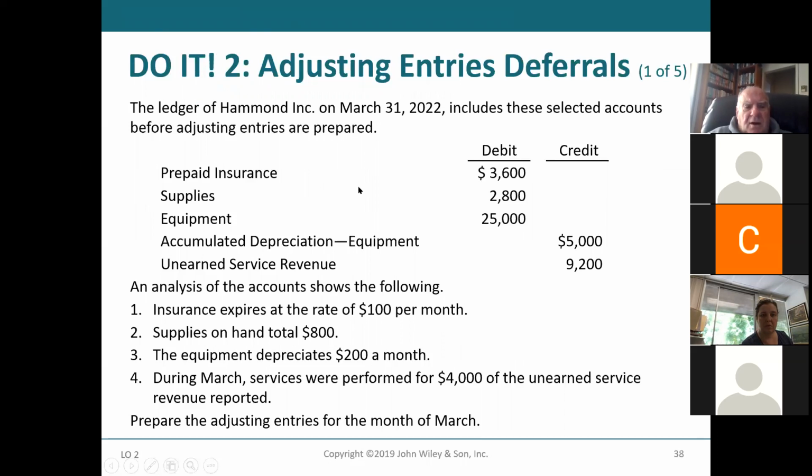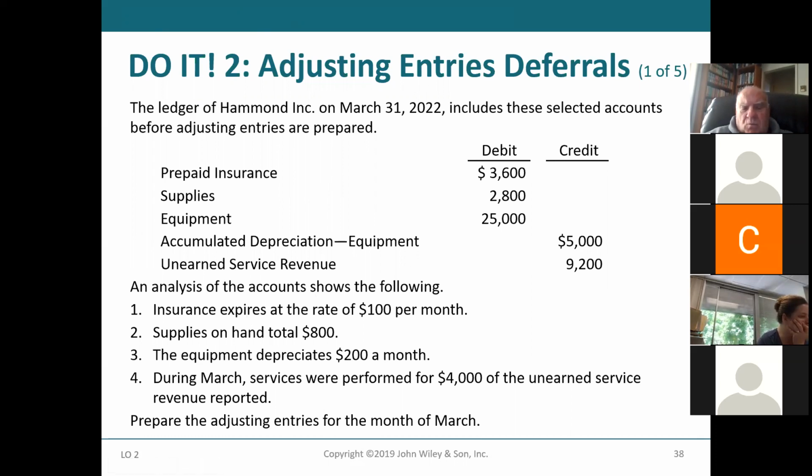The ledger of Hammond Inc. on March 31st, 2022 includes these selected amounts, okay? So let's take a peek here. Prepaid insurance is $3,600, supplies, etc. So we have 5 items there. Now it's the end of the month. An analysis of the account shows the following.